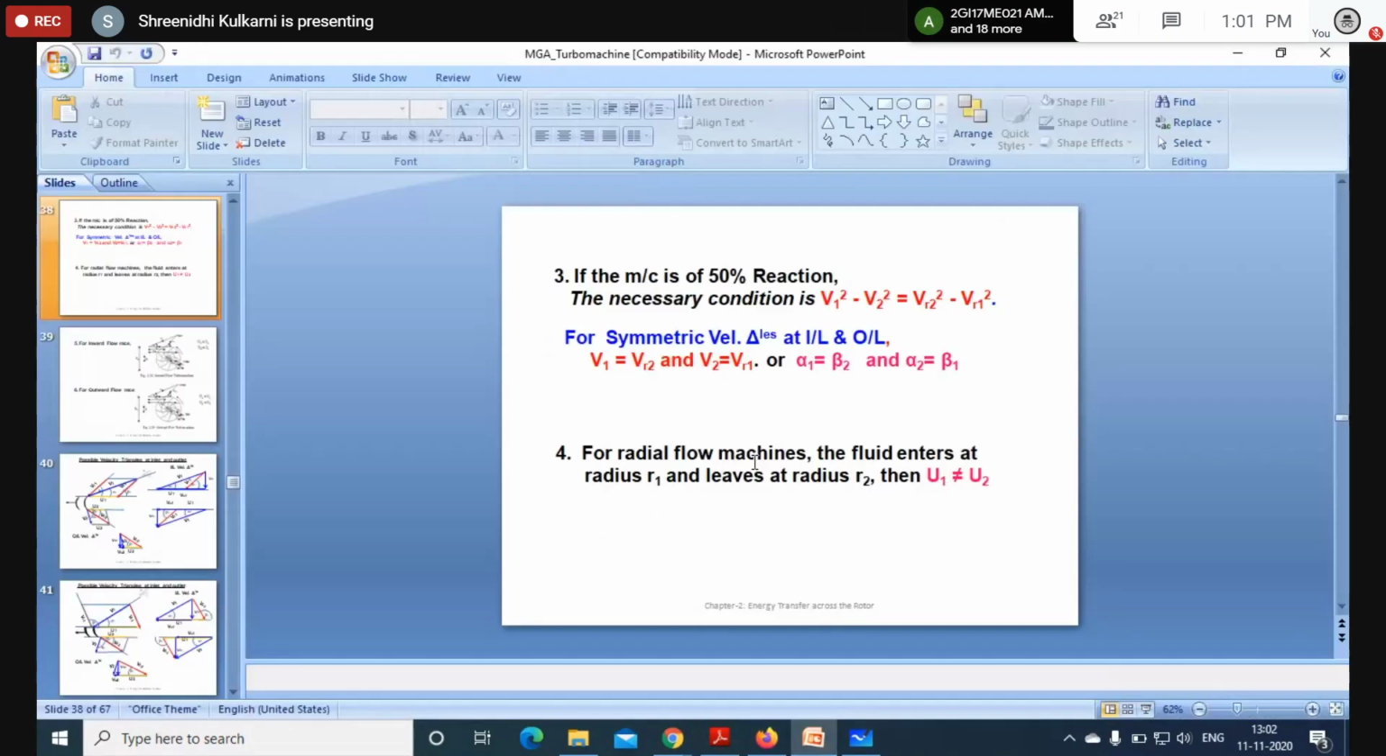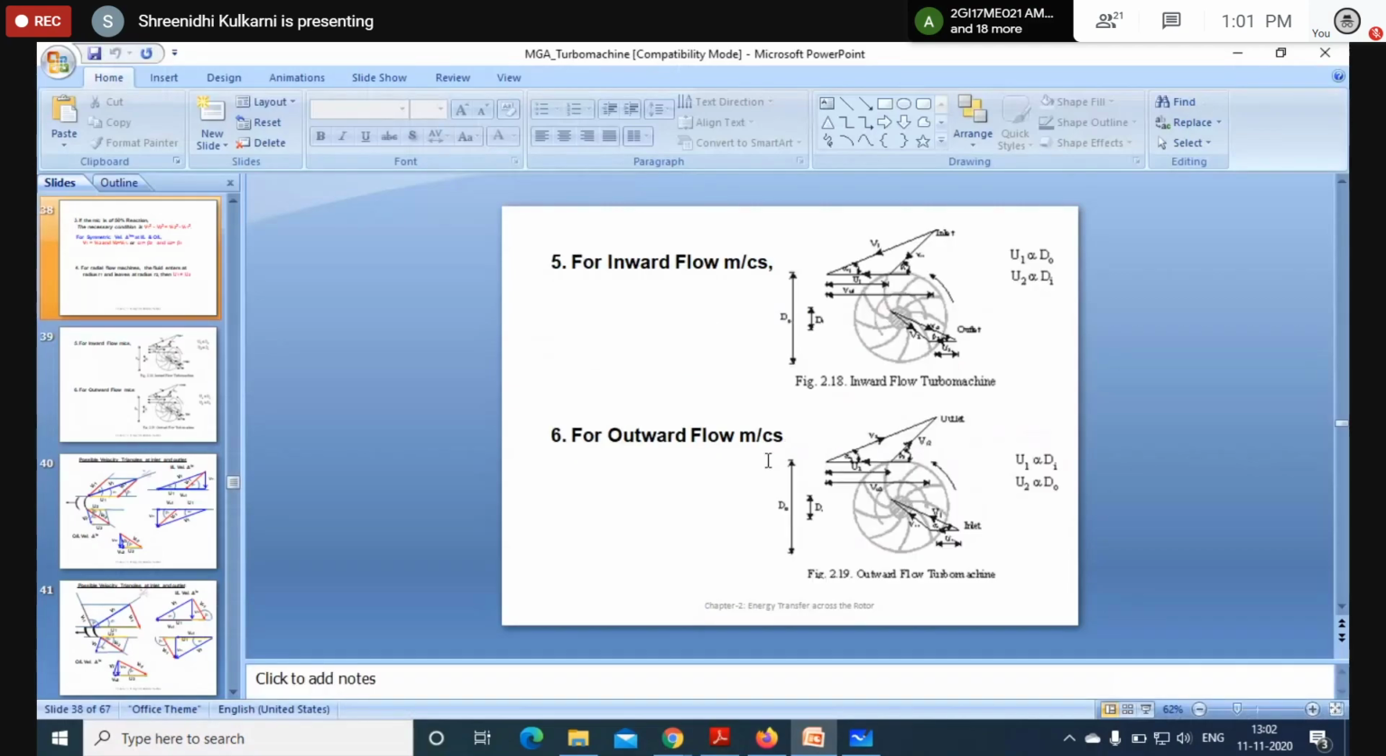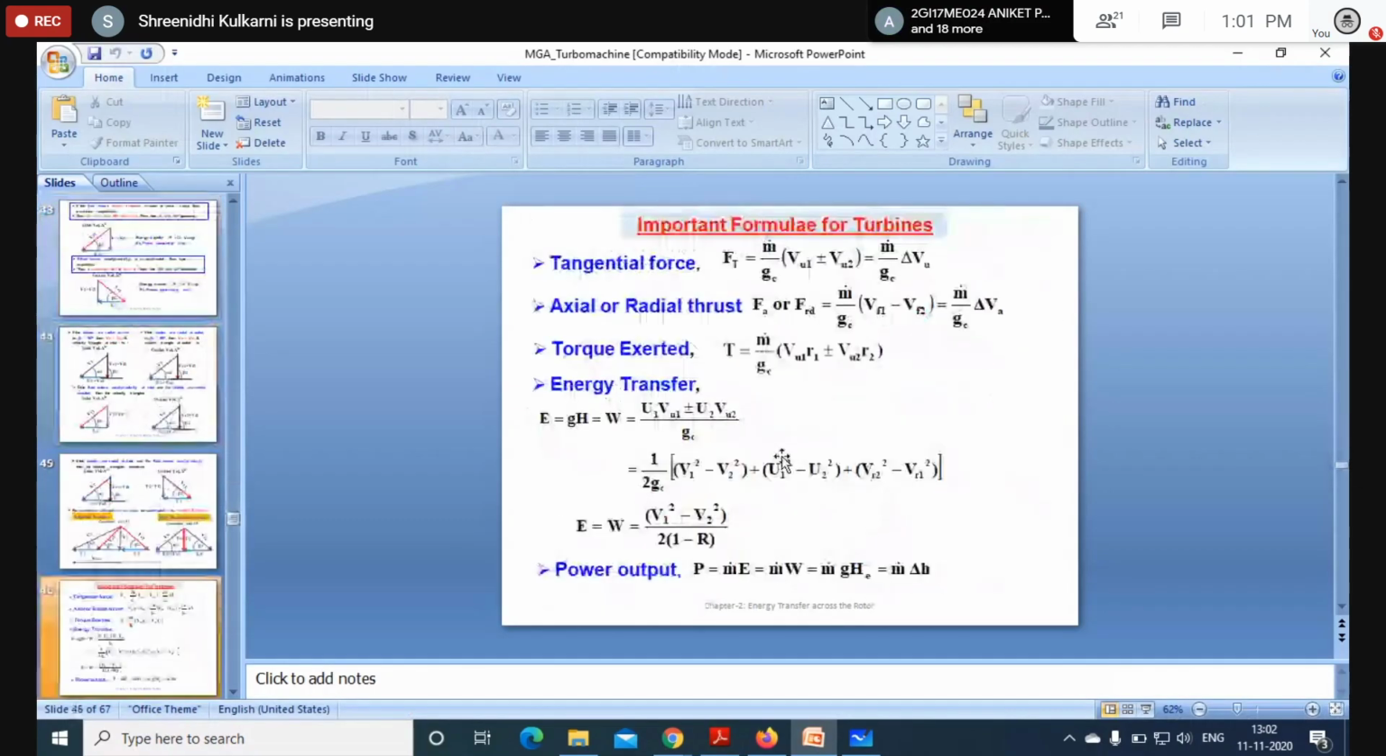Before that, just note down these equations, the formulas used for turbines, and also for pumps and blowers. Tangential force Ft is equal to m into Vu1 plus or minus Vu2. Why plus or minus? Because of directions: Vu1 and Vu2 may be in the same direction or in opposite directions. That's why it is Vu1 plus or minus Vu2.